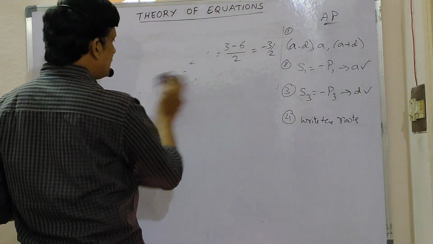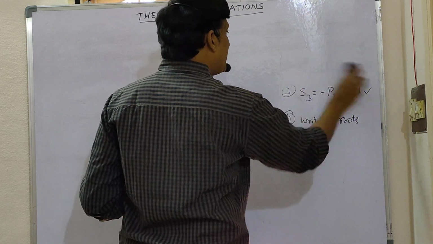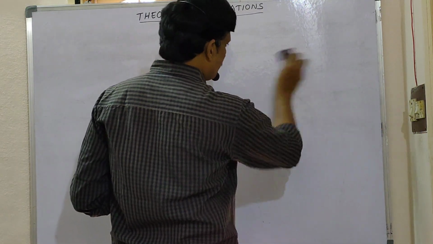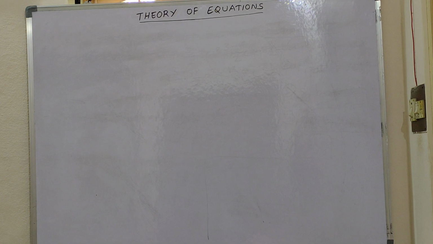And now the next one, solve the given cubic polynomial when the roots are in geometric progression. That is the next one. Roots are in GP, geometric progression. Here I am writing the problem.